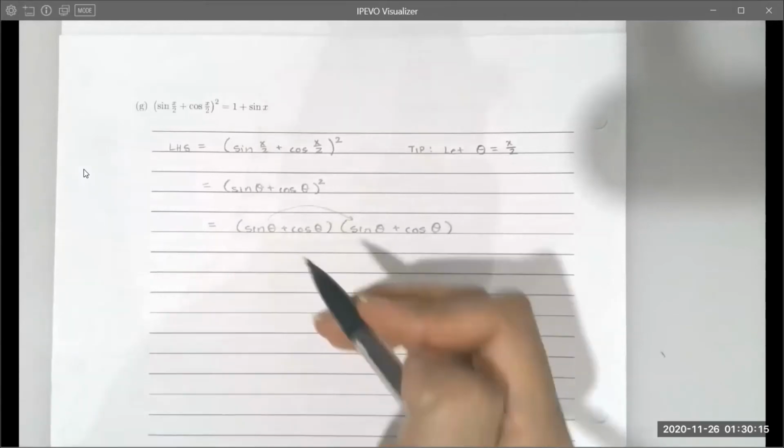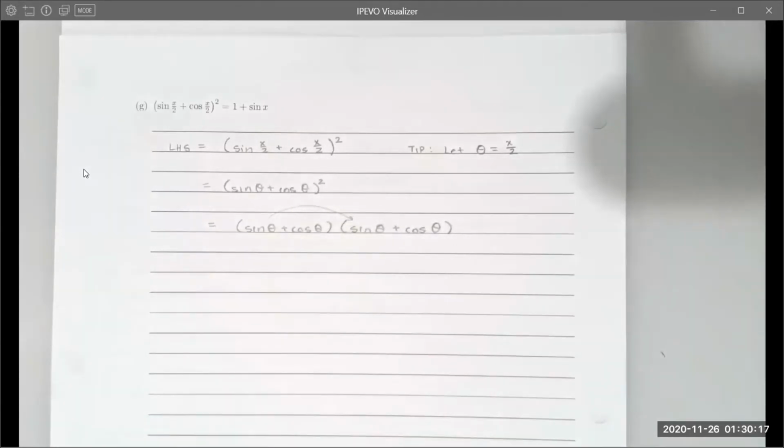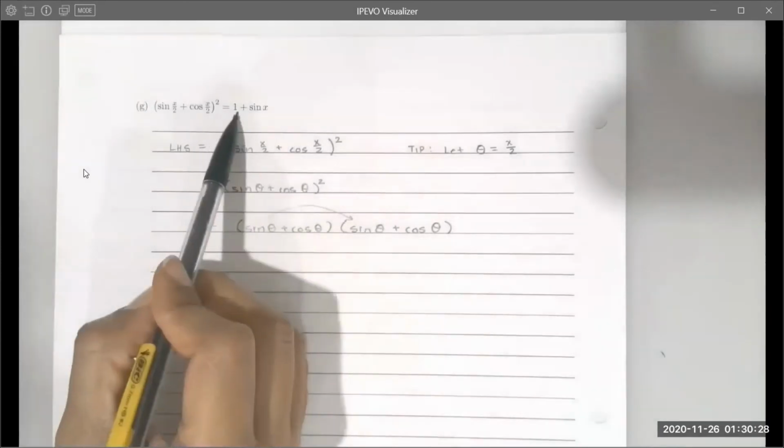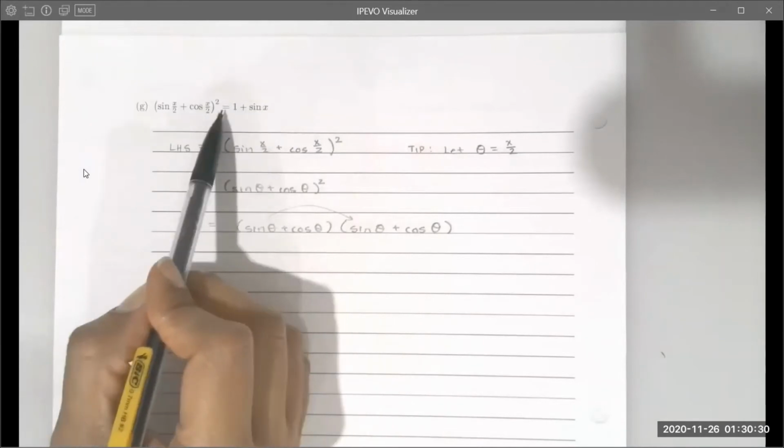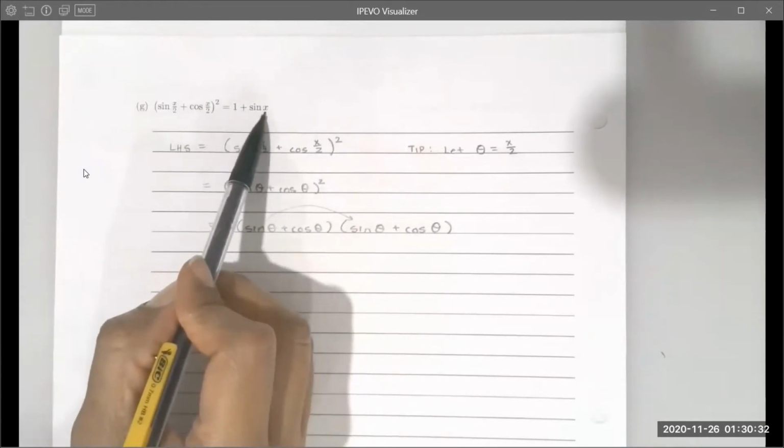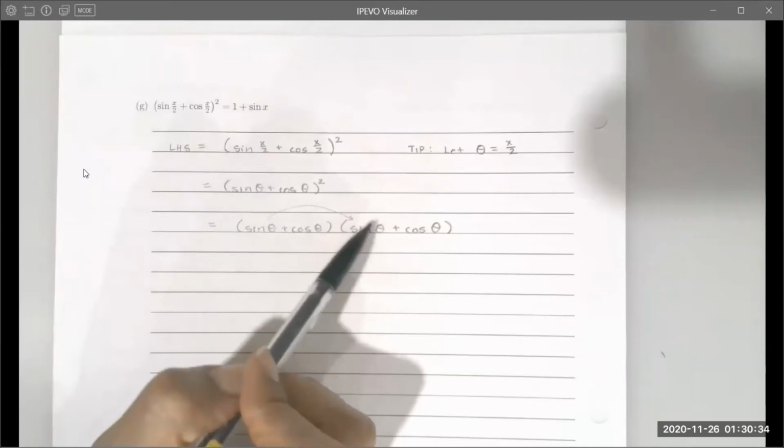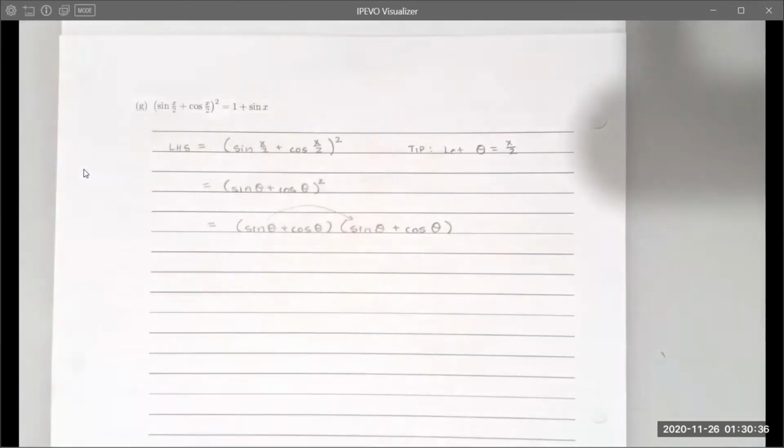Okay, so from this step forward, I'm going to give you guys about 5 minutes to just brainstorm, and if you want, even write it on a separate sheet, what you think the next steps are going to be. Keeping in mind that the final answer that we're trying to reach is 1 plus sine x. Okay, so try to work with this, and then we'll come together in 5 minutes to build the rest of the proof together. Okay, but I want you guys to get your feet wet with these types of problems.